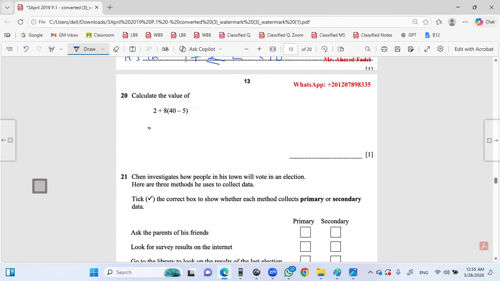Calculate the value. Okay, start with the brackets. So it's 2 plus 8, and this means multiply by 35. Then I continue with the multiplication. You multiply 8 by 35. You want to do it mentally: 8 times 30 is 240, plus 40 is 280. Or you can do 35 multiplied by 8, and you're going to reach 280 also. Plus 2, so it is 282.